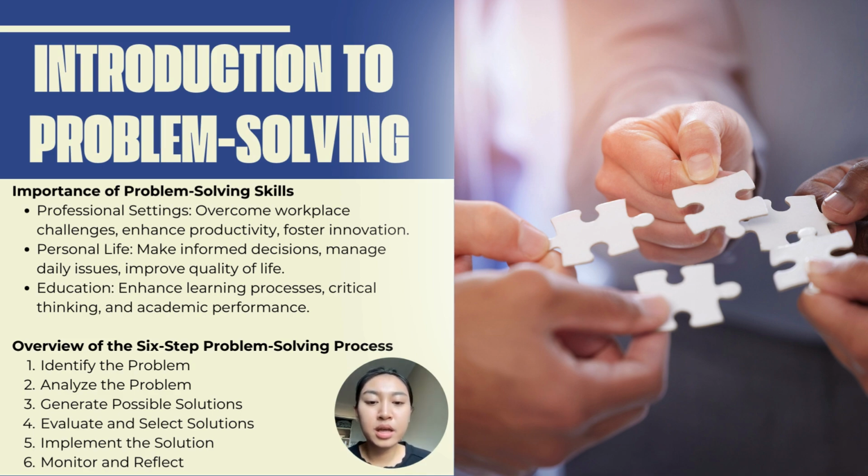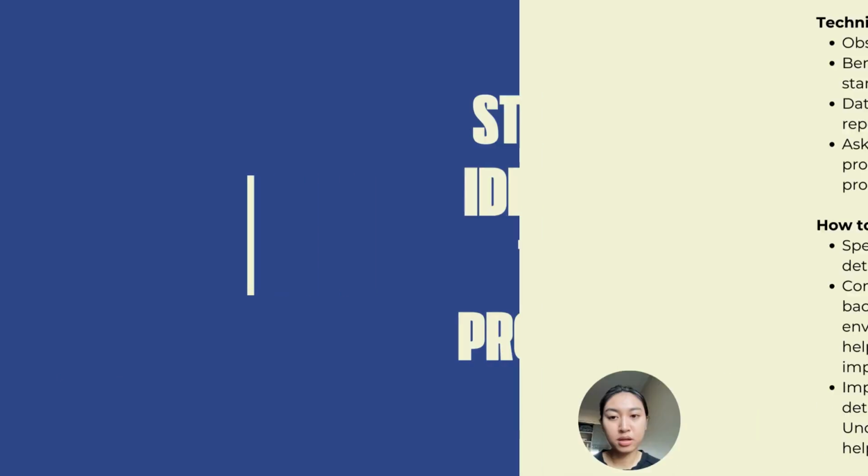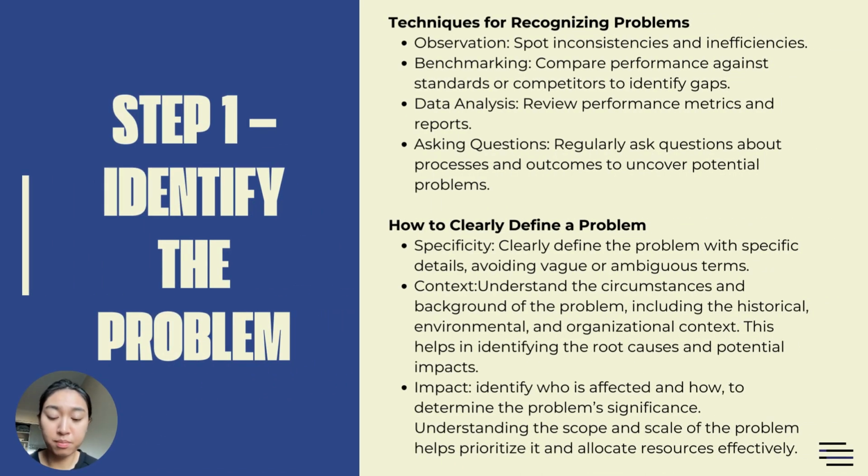In educational settings, problem-solving skills improve the learning process, critical thinking, and academic performance. These skills prepare students to tackle real-world challenges and succeed in their careers. And that is the overview of the six-step problem-solving process. The first one is identify the problem, then analyze the problem, generate possible solutions, evaluate and select solutions, implement the solution, and monitor and reflect. Getting into step one, identify the problem.